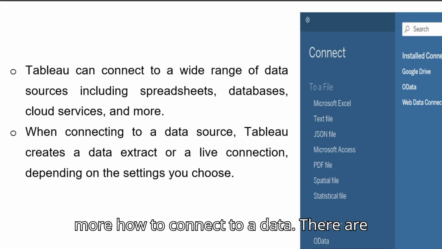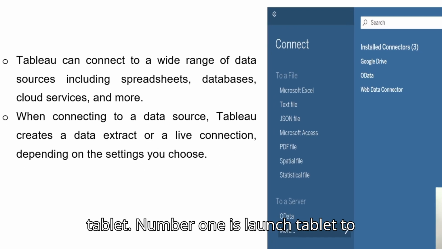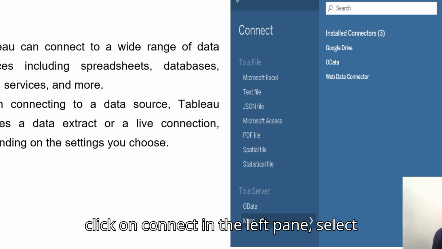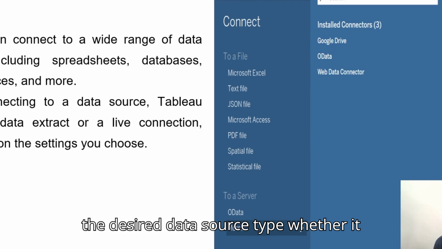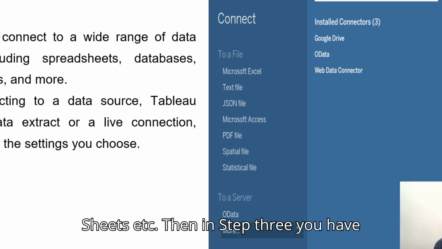How to connect to data? There are several steps to connect to data in Tableau. Number one is launch Tableau. Then click on Connect in the left pane and select the desired data source type, whether it is Excel, CSV file, SQL Server, Google Sheets, etc.